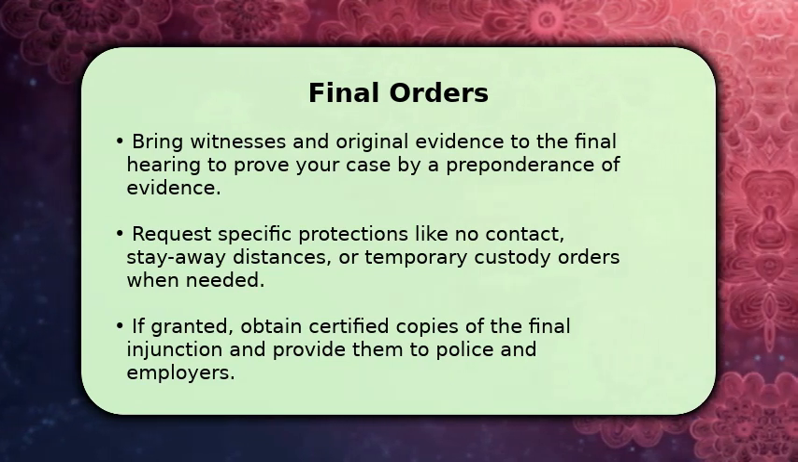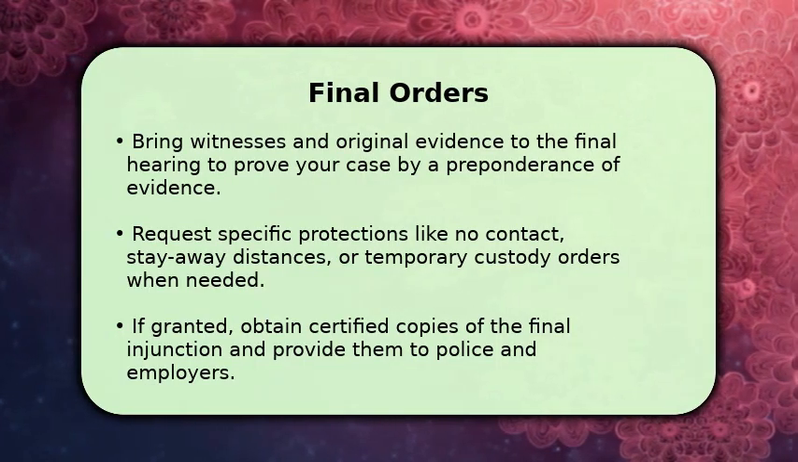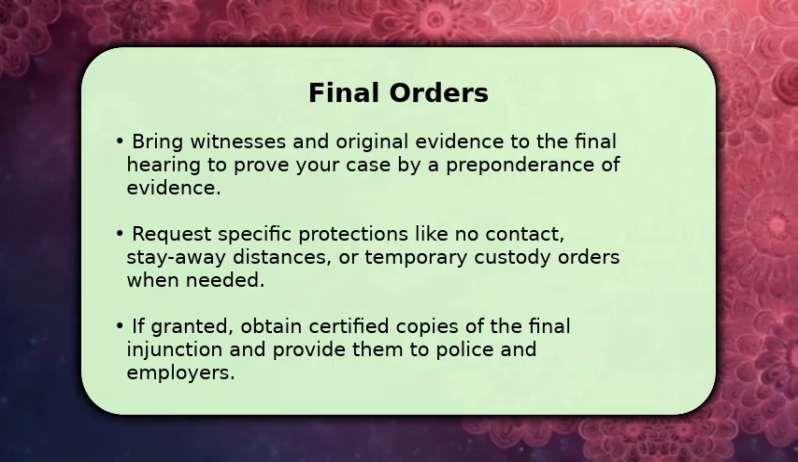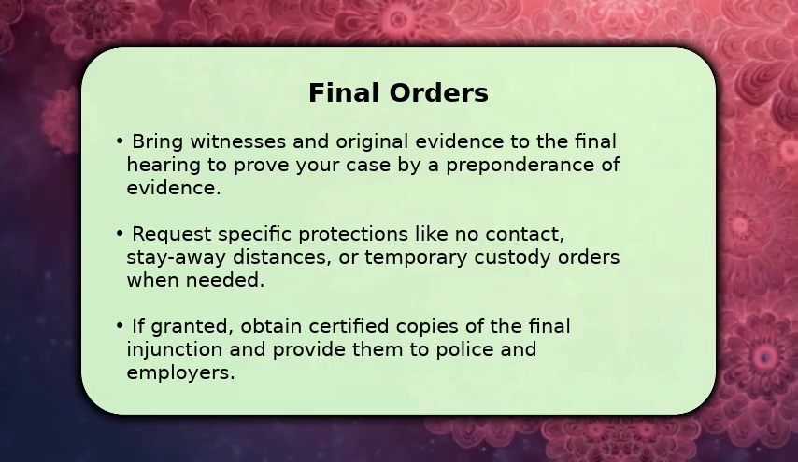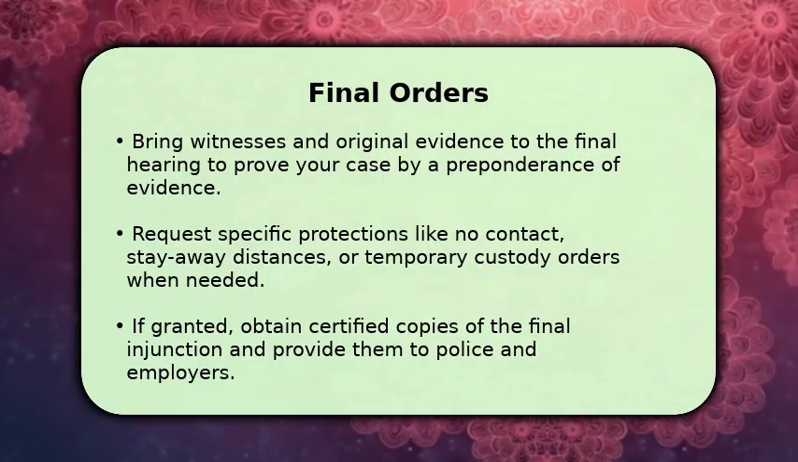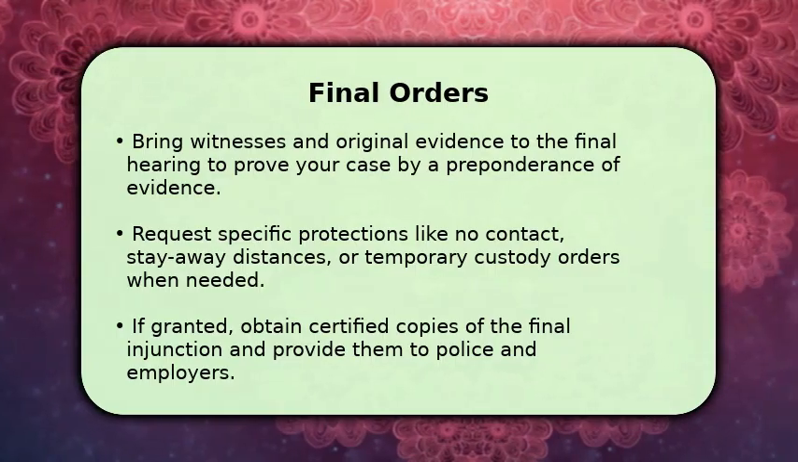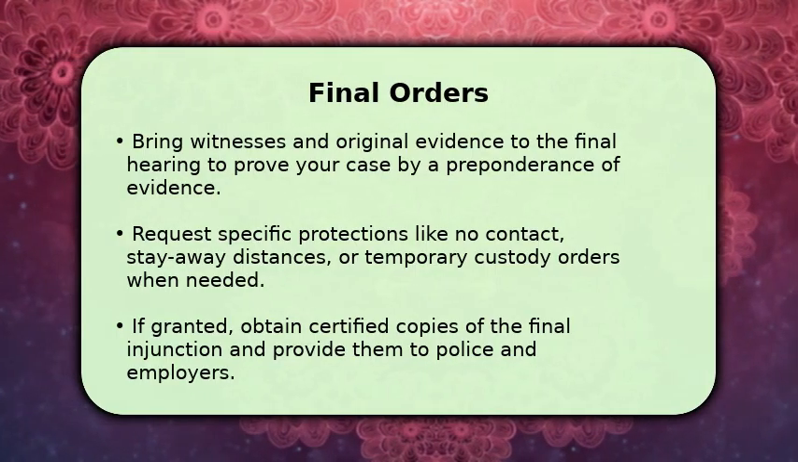Ask for precise protections such as no contact, set distances, or temporary custody if applicable, and specify any property or residence orders. If the judge issues a final injunction, immediately get certified copies from the clerk and distribute them to local law enforcement, workplaces, and schools so the order can be enforced if violated.